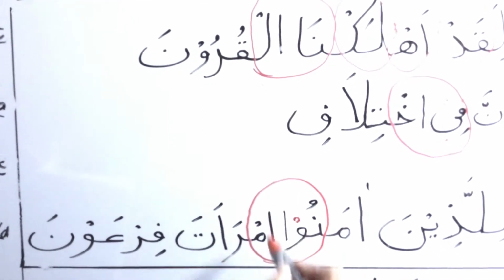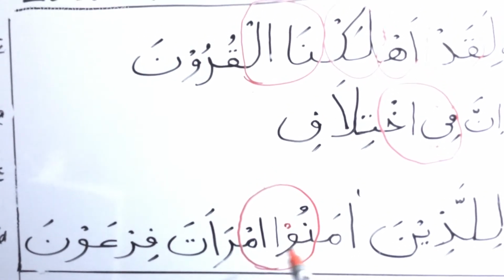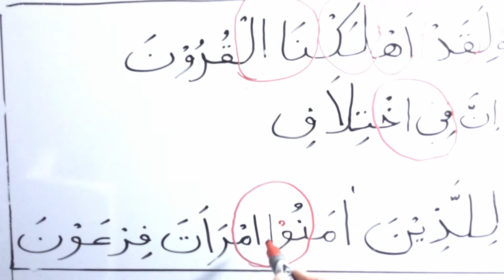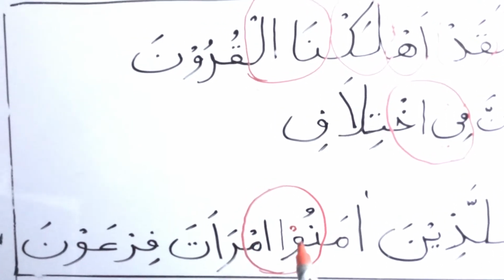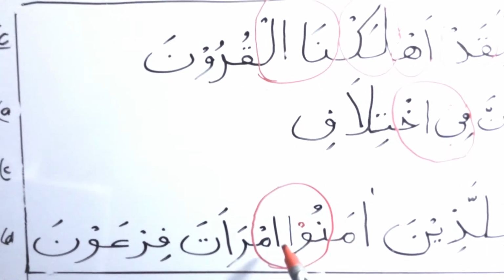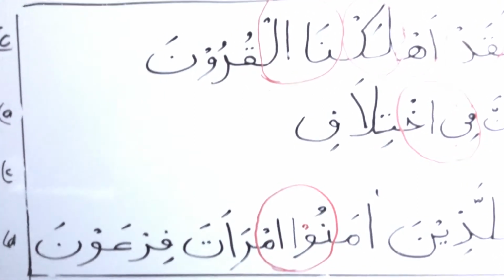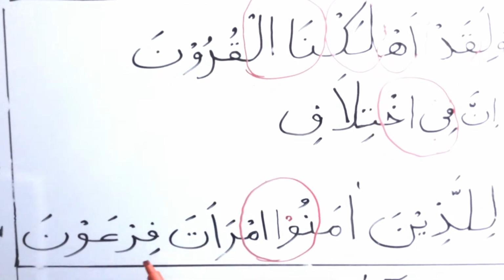The alif is silent, this alif is silent, and you're going to read it as num. Okay, so you read a long sounds are shortened when it follows the sukoon sound. So here we have a sukoon following it. So that's why the long sound of dhamma nu became shortened because of the sukoon. So lilladhina amanum ra'ata fir'auna.